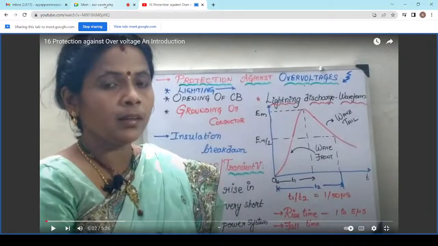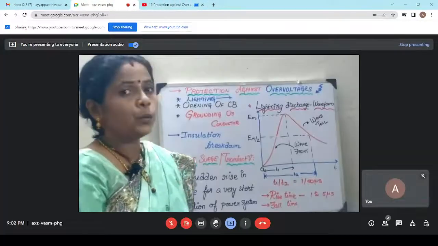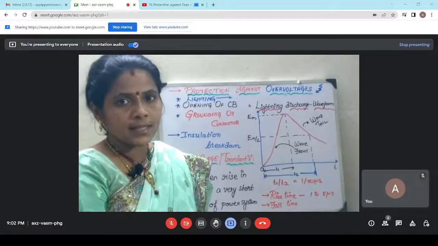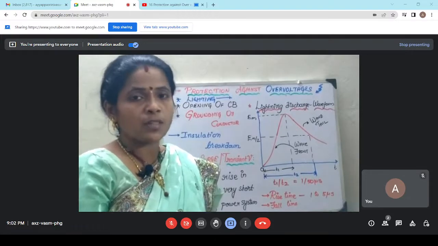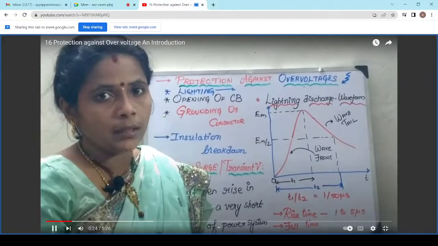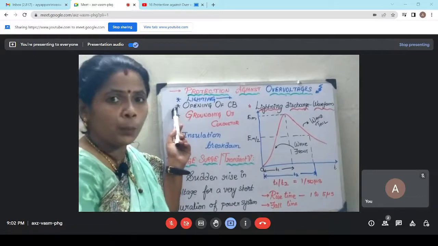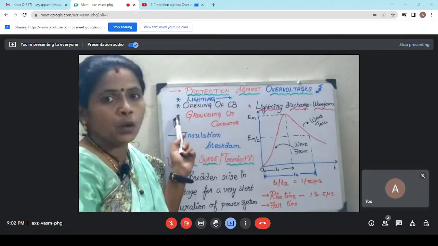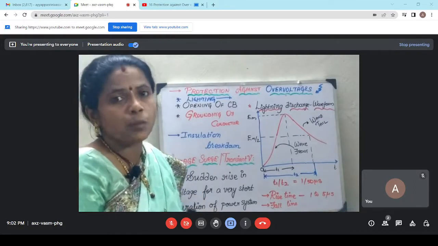In today's session, we will be seeing about what is over voltage and how to give the protection against over voltage. If you note, there are several instances where the elements of the power system such as generators, transformers, transmission lines might be subjected to over voltage. It can be either due to the lightning, that is a natural phenomenon, or it can be due to the opening of circuit breaker, that is due to the switching over voltage, or it can be due to the grounding of conductors.